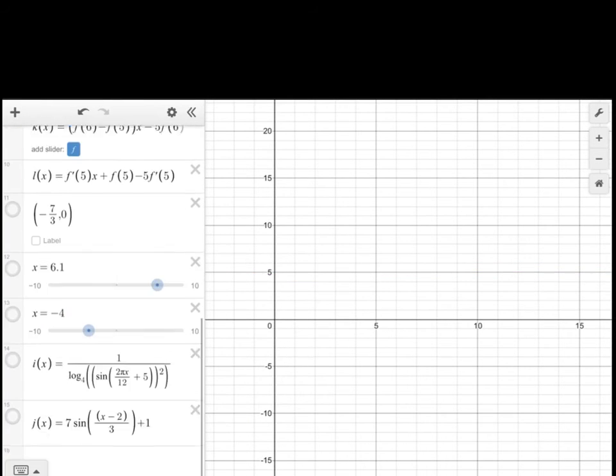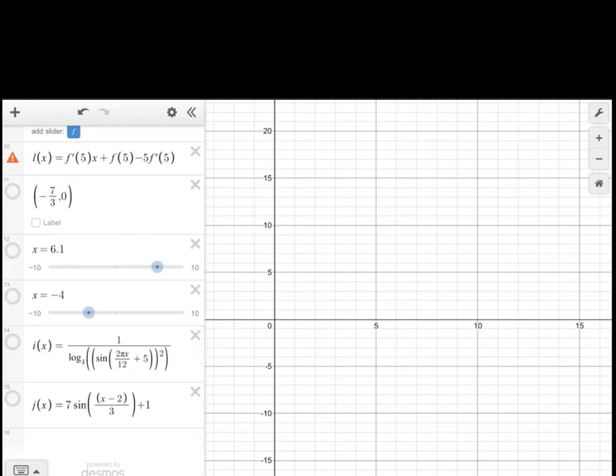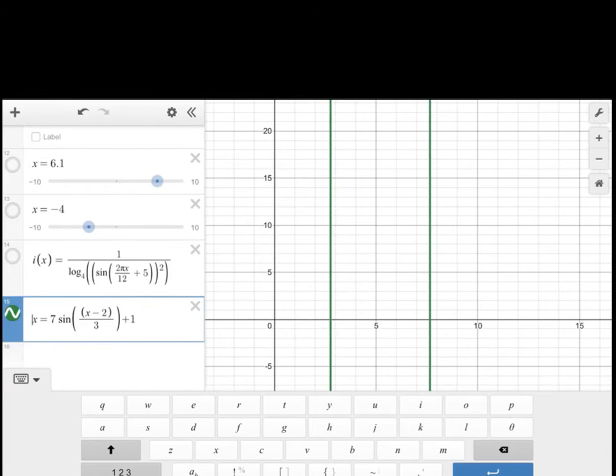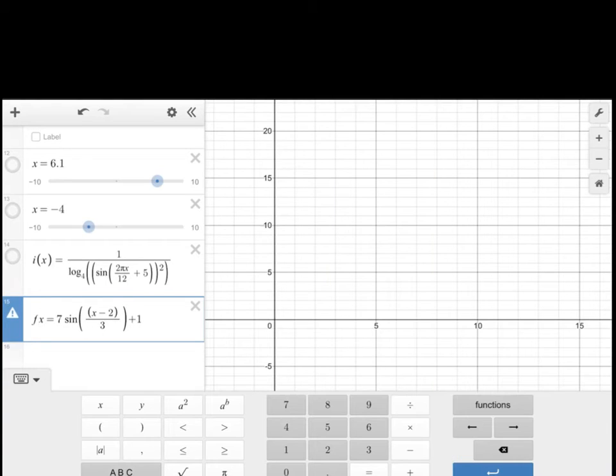Let's go to the next, and we've got here a sinusoidal function. Let's call this one f of x.